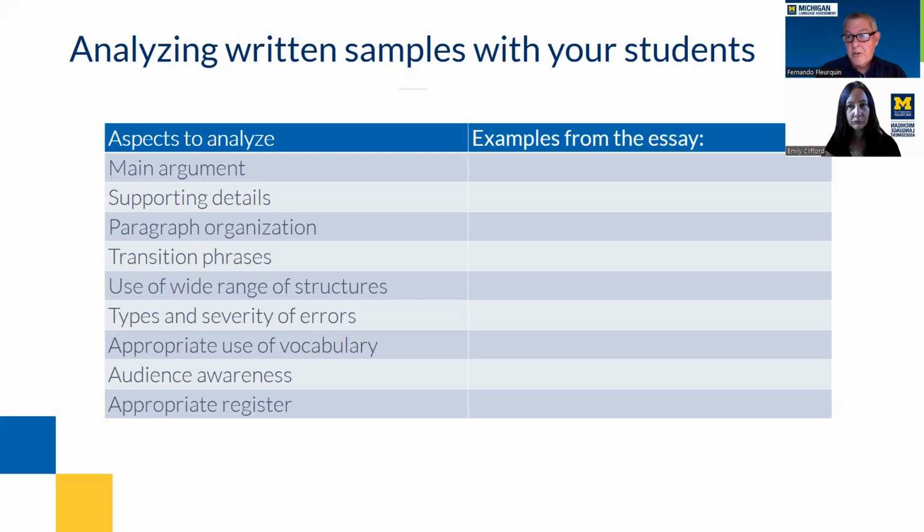What kind of errors do you see? Are there important errors that affect the comprehension of the message, or you can still continue reading without being distracted by the errors, without having to think, what did he say here? What does this mean? Or what kind of vocabulary is used? Are they aware of the audience? Are they writing something for an audience? Is the register, the kind of writing appropriate for this particular context?